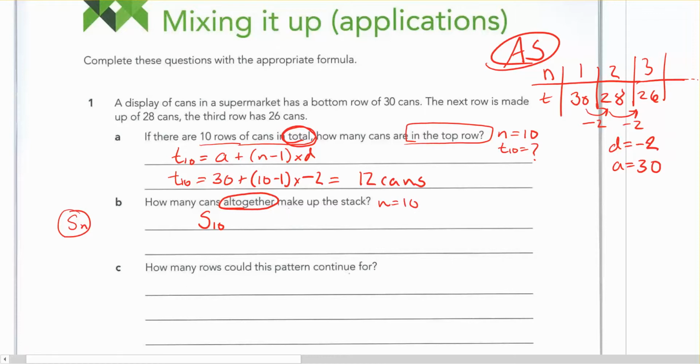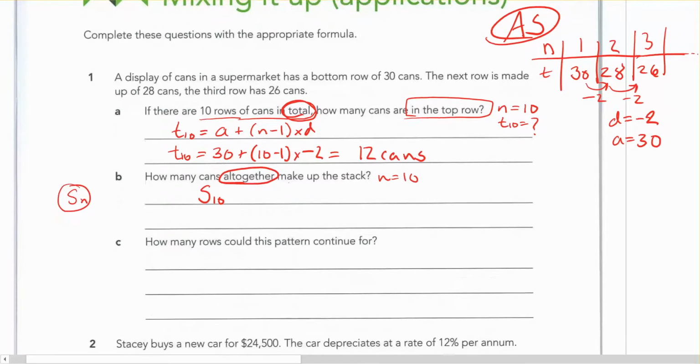And how many rows could this pattern continue for? Well, this is thinking about it a little bit harder for us. Got this idea of here's our bottom row of cans, our next row, our next row. You can see each time they're getting slightly smaller. So how would you determine when you could have no more rows? Since it's going down by 2 each time, maybe our very last row would have to have 2 cans, because after that you would take the 2 off and there wouldn't be any left.